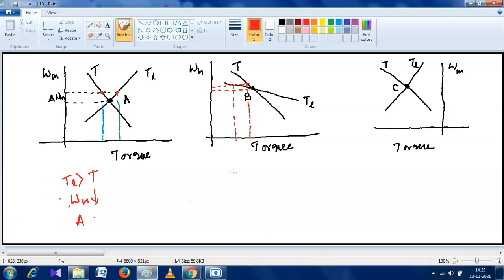Machine torque. If machine torque is greater than the load torque, what will happen? The speed will increase. Will the system come back to the B point or go away from the B point? Away from the point. That means the system goes away from the B point. So B is an unstable equilibrium point, but A is a stable equilibrium point.